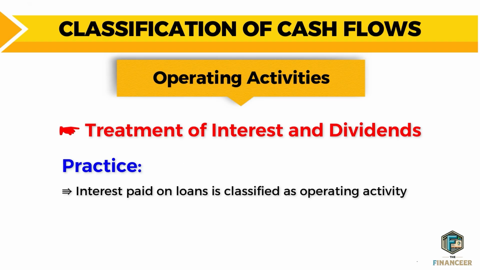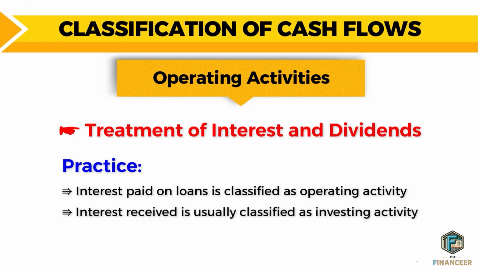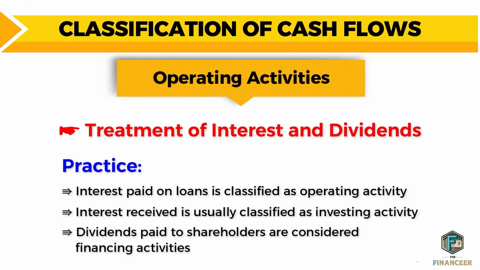The interest paid on loans is classified as operating activities because it is part of the cost of obtaining the financial resources for operating activities. Whereas interest received is usually classified as investing activities because it involves returns on the investments in other entities. Finally, if the company is going to pay dividends to the shareholders, this dividend paid to the shareholders is considered a financing activity as it involves the distribution of profit to the entity's owners. So this is in practice.